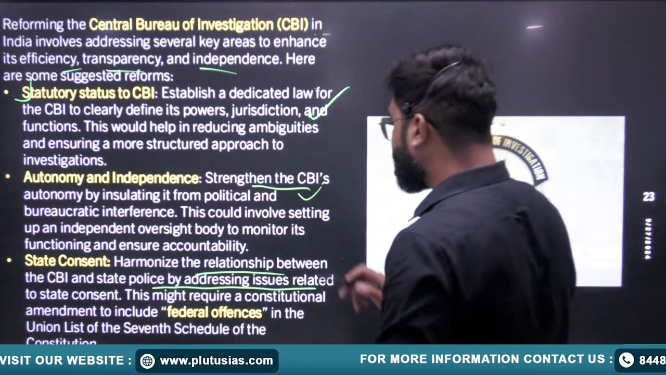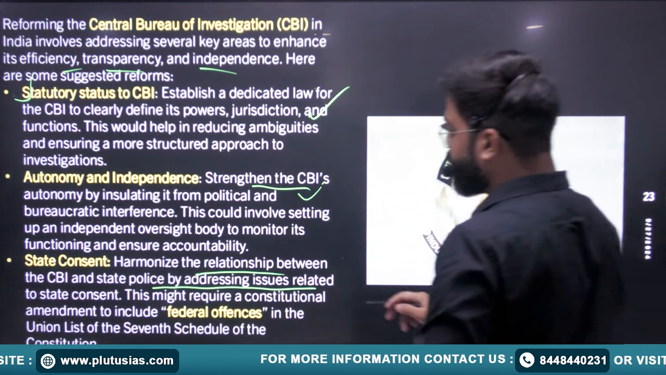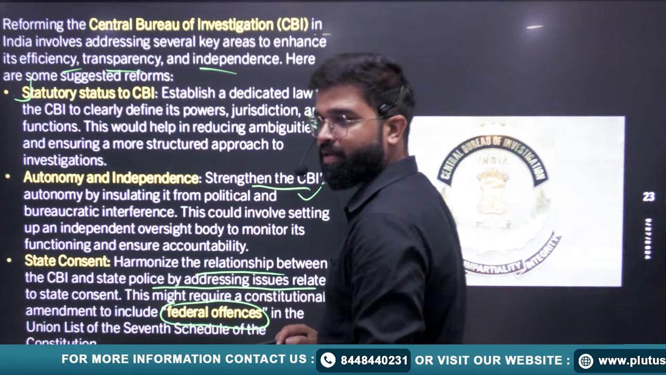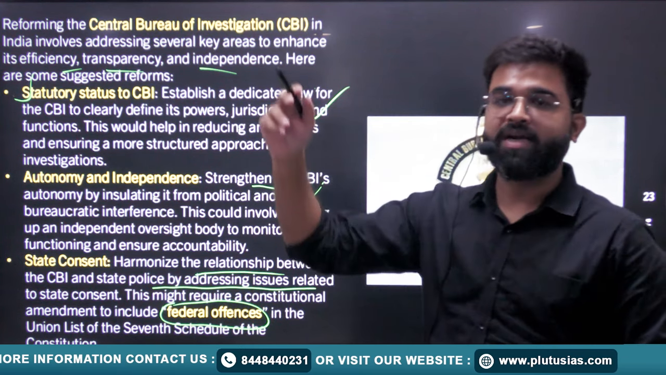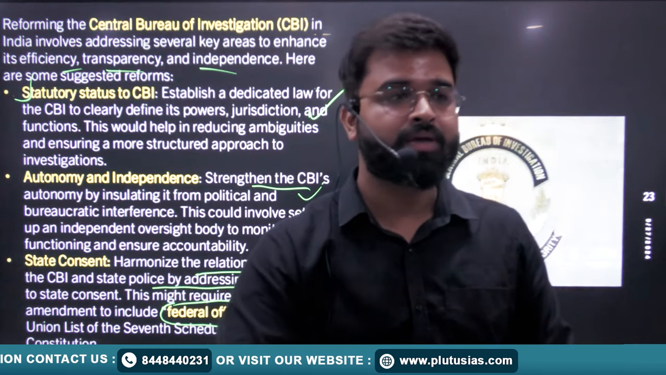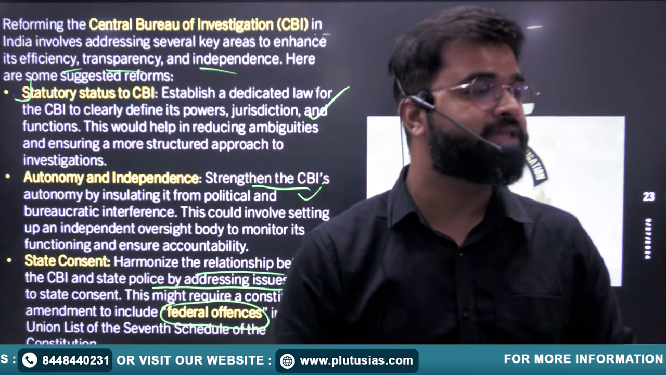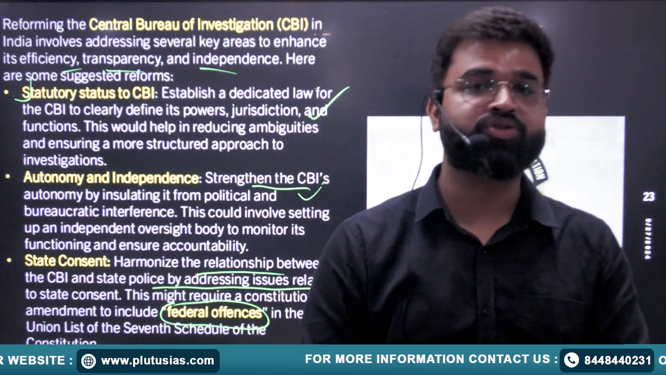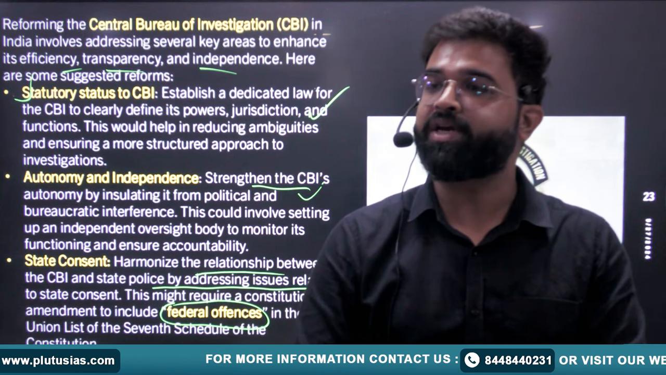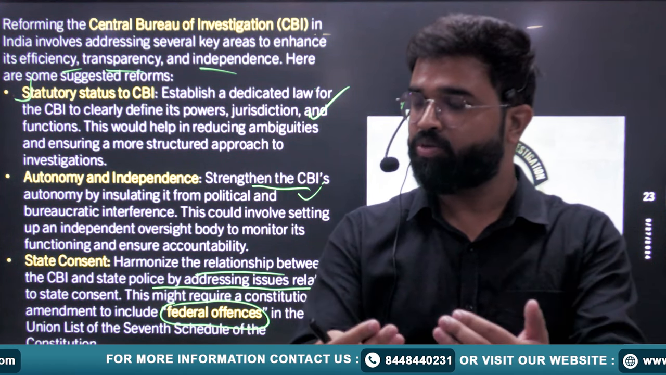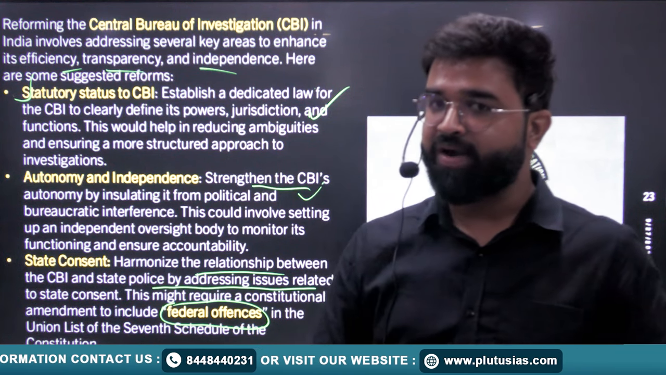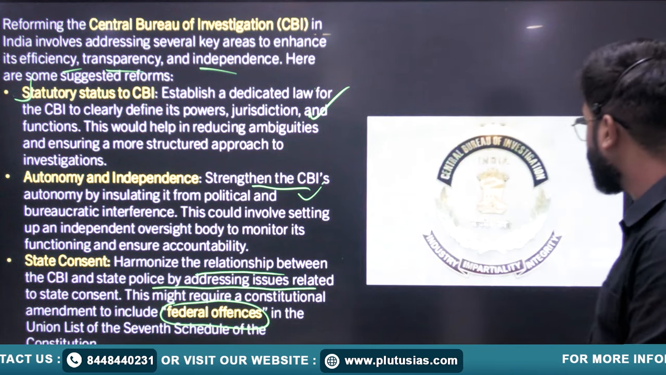This might require a constitutional amendment to include federal offense. This is important. Okay? Some of the central offense, some of the state offense, one constitutional amendment is needed to include this particular term, federal offense, so that CBI can investigate that particular matter seamlessly. Yes or no? So federal offense needs to be included.